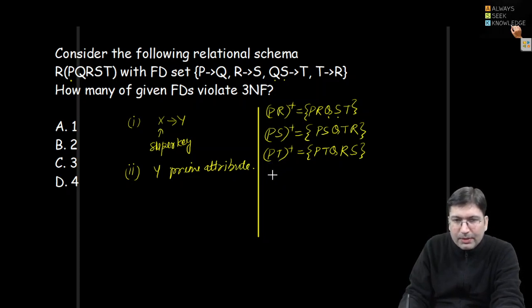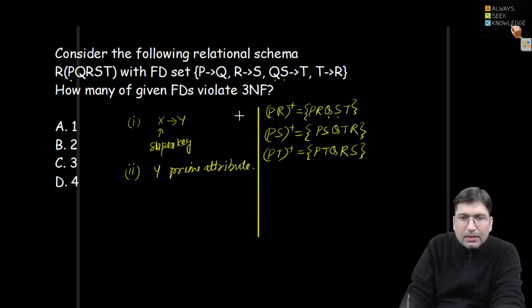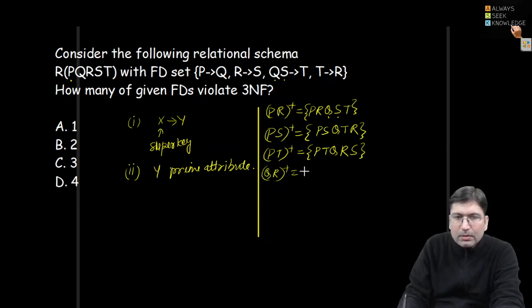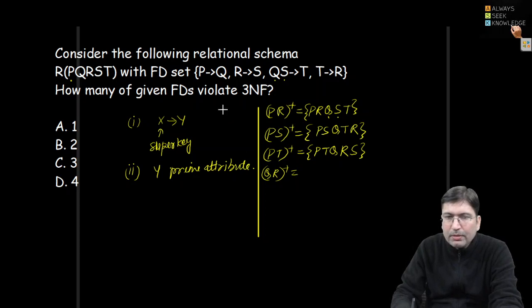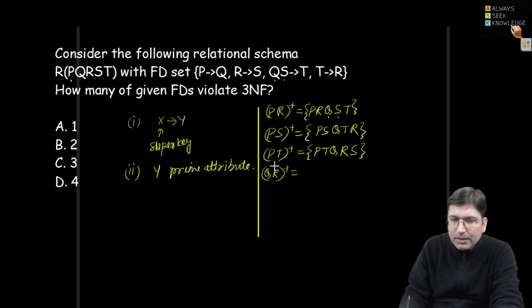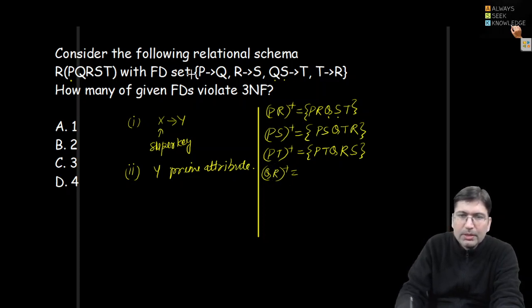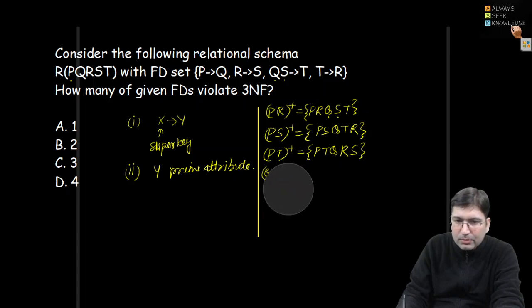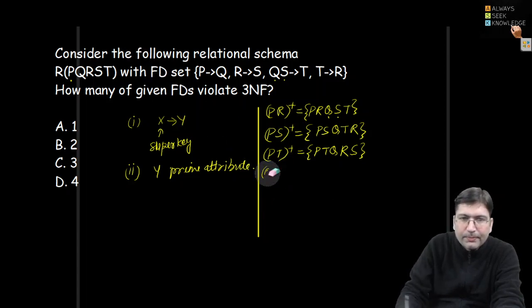Now if you try any further combination, like QR, if you do not include P, because P is a prime kind of attribute, you will not be able to generate P. So if P is not there, this cannot be the key. You can easily check it. So this cannot be the key.